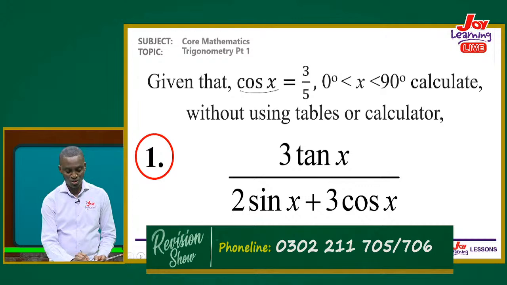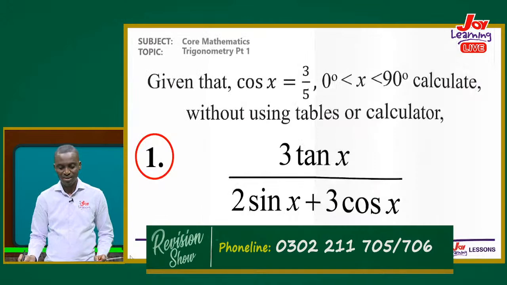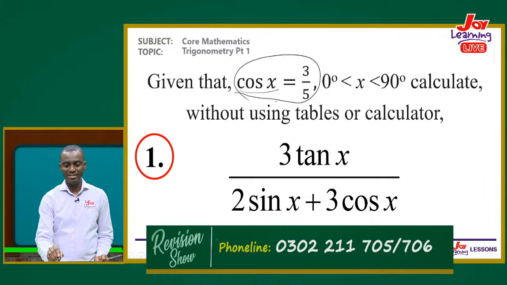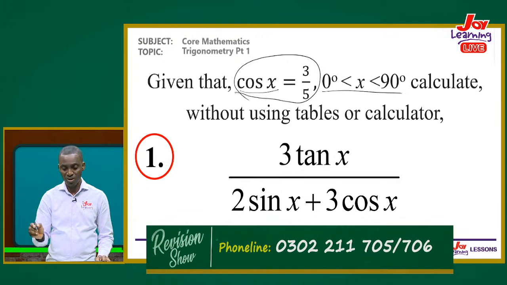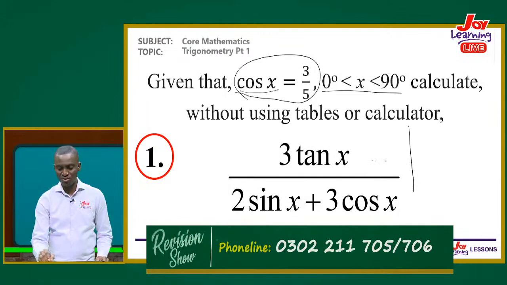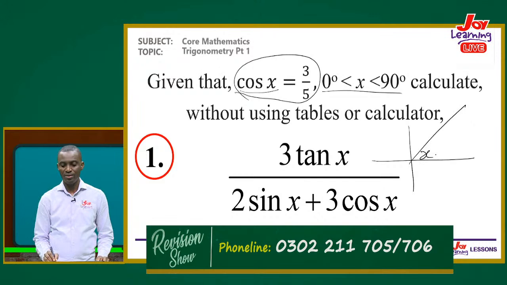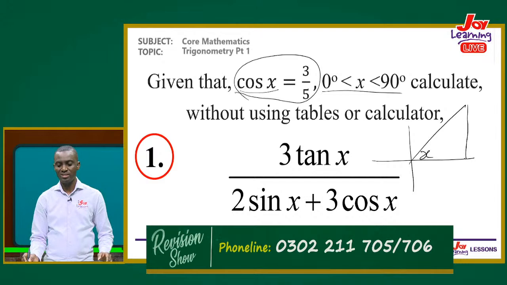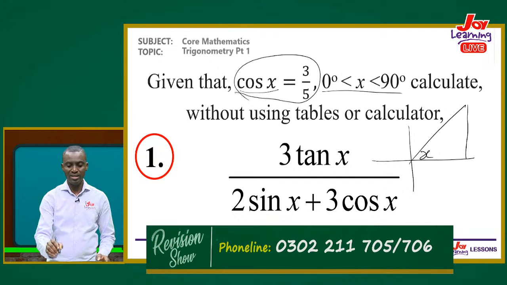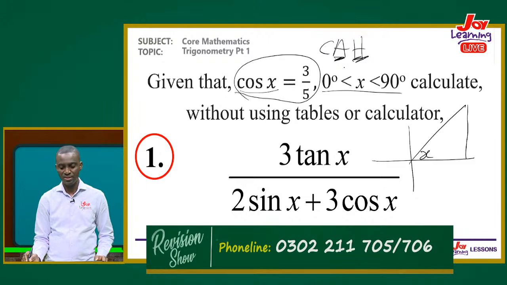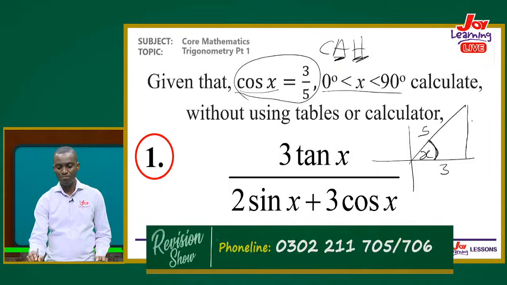So according to the question, cos X has been defined, and X also has been positioned. That means it's supposed to be in the first quadrant. So if X is here, then we draw something like this. Now if cos X is 3 over 5, and cos says CAH, that means adjacent divided by hypotenuse. So if I put X here, then the adjacent of X is 3. Hypotenuse is 5, so I can put 5 here. If I go through Pythagoras theorem and put a variable here, maybe let's call it A, I will get A to be 4. You can try that, and you get the same answer, you get 4.